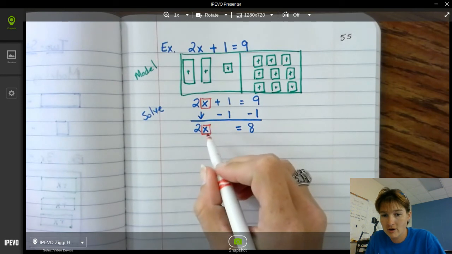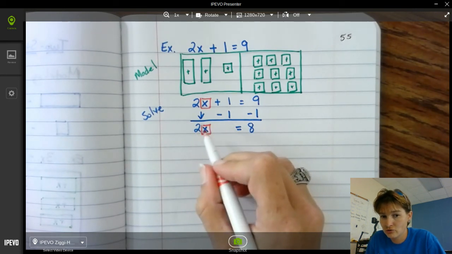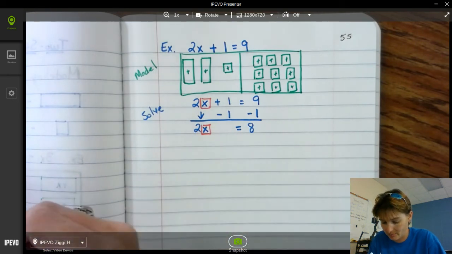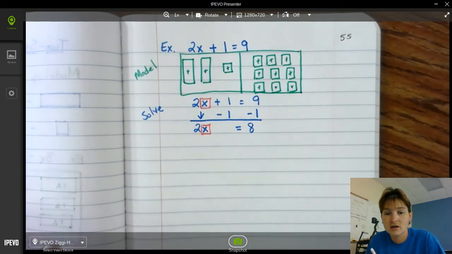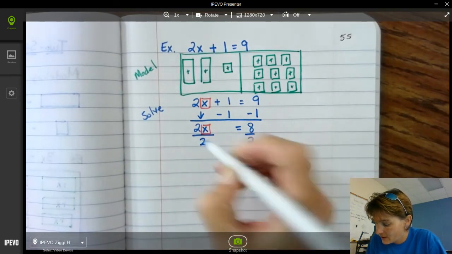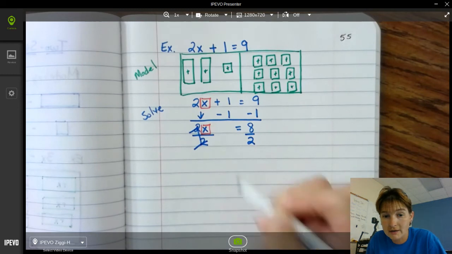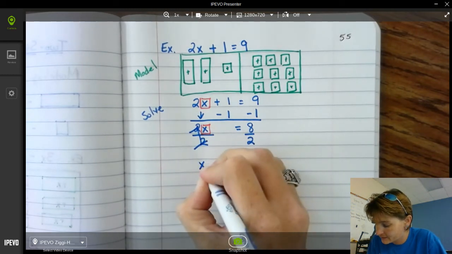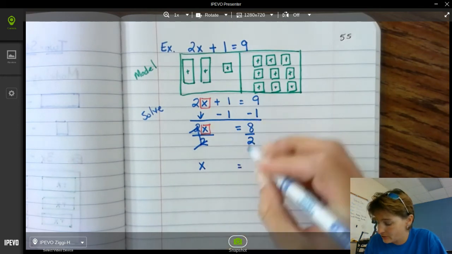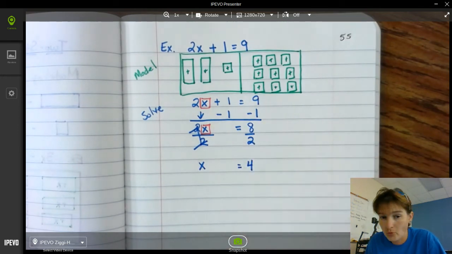Okay, so in order to get 2 to the other side so that we can get x by itself, 2 times x, the opposite is division. A division of 2 on both sides gives 2 divided by 2 a 1. So now I have 1x by itself, and 8 divided by 2 is 4.